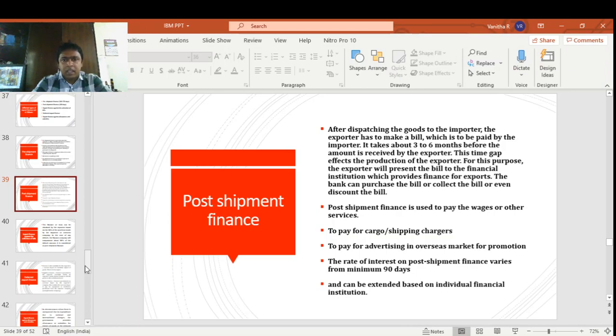The bank can purchase the bill, or collect the bill, or even discount the bill. Post shipment finance is used to pay the wages or other services, and to pay for cargo shipping charges, to pay for advertising in overseas market for promotion. The rate of interest on post shipment finance varies from minimum 90 days and goes up to 270 days, with maximum 3 to 6 months, and it can be extended based on individual financial institutions.